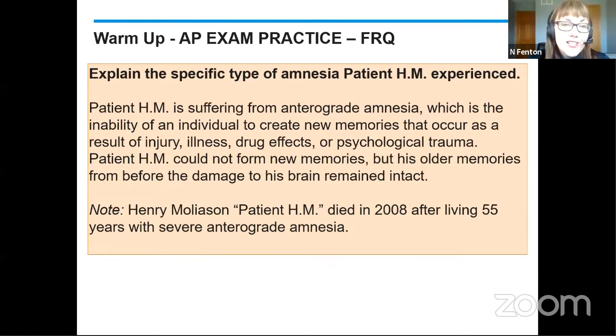Okay, what type of amnesia did patient HM have? And now this would have been something from your cognitive unit, so the unit on memory. So maybe you remembered the difference between anterograde and retrograde amnesia. And with anterograde amnesia, the individual can't create new memories, as in this case. If it's retrograde, then they would have trouble remembering, they would have lost old memories, right?